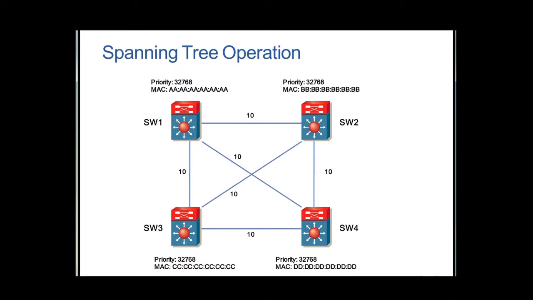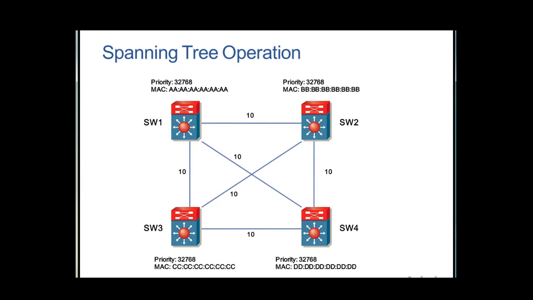You will also see that for each connection between these switches, there is a cost value, and the cost for each of these segments will be 10. Now this cost is determined based on the bandwidth media of the connection. So in general, the higher the bandwidth speed, the lower the cost value.